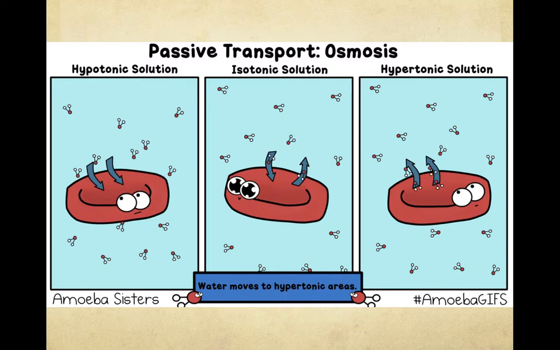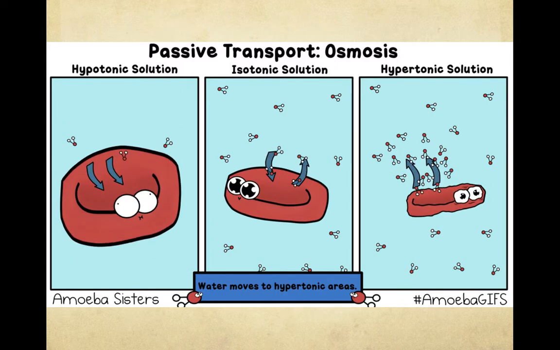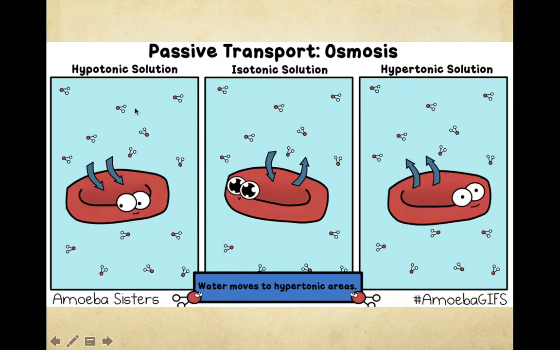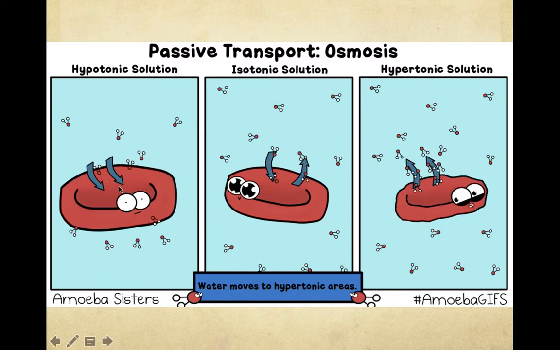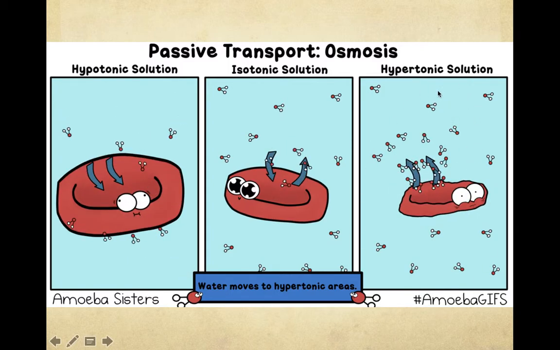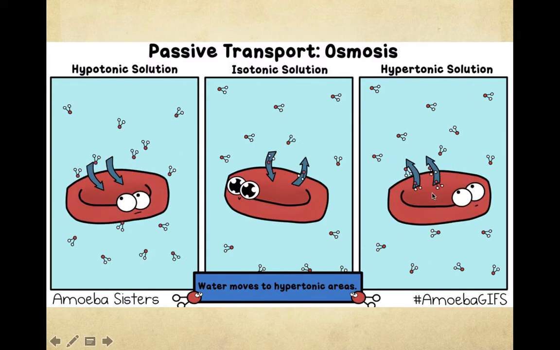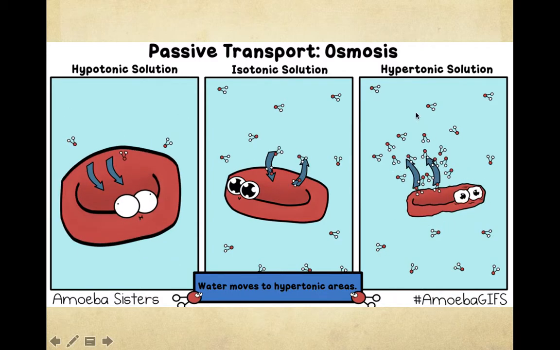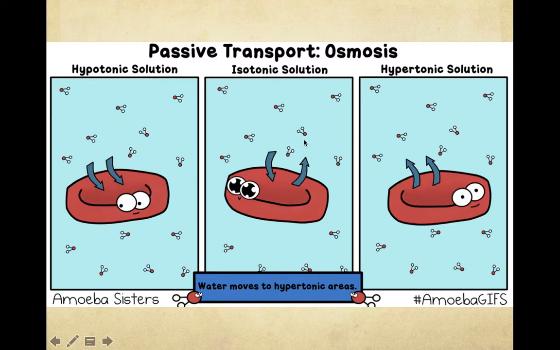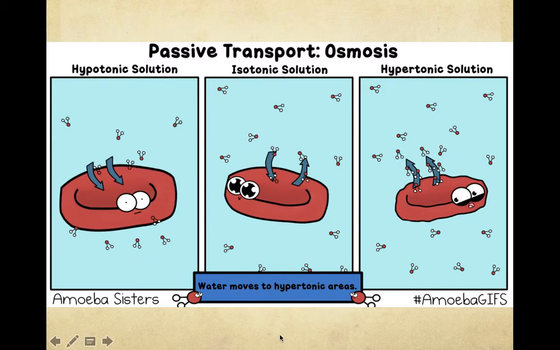But this is one way I remember it. Hypo means I have no salt out here, salt's inside, water's going to go in there, blow it up. Hyper means lots of salt out here, not in the cell, so water goes outside the cell to water it down, and therefore we shrivel it up. Iso, we're happy. We're all good.